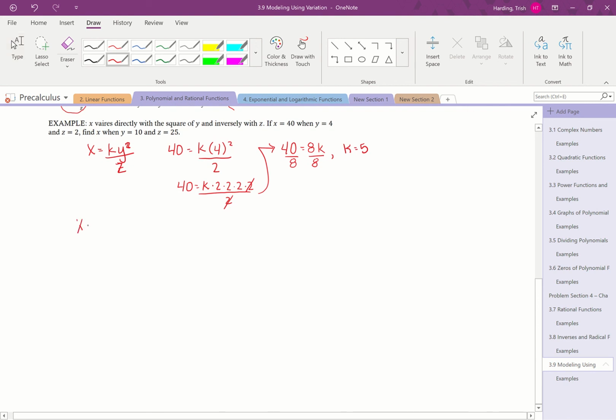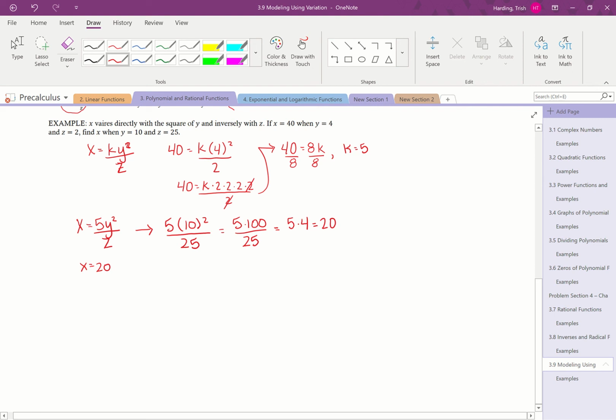So now I know I'm going to have x equals 5 y squared divided by z. So now when I have y equals 10 and z equals 25, that's going to give me 5 times 100 divided by 25. And 100 divided by 25, as everyone knows, is 4. It's like quarters in a dollar. So 5 times 4 is going to equal 20. So our x is going to equal 20.